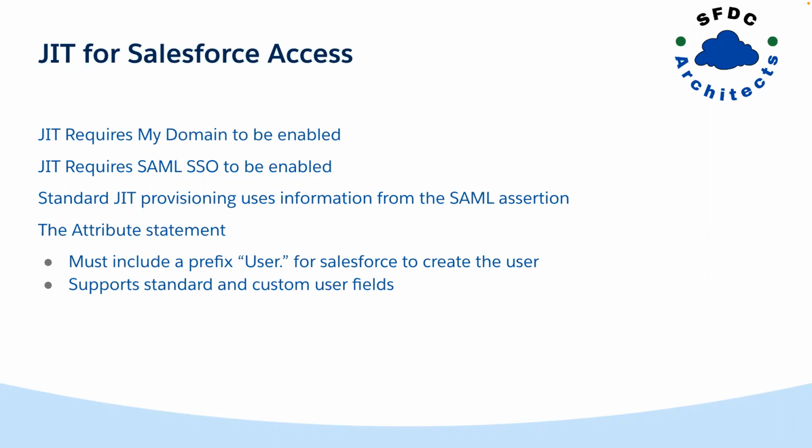If you're creating new users, your SAML assertion attribute statement has to include the user fields. Otherwise, it's not going to create that properly. And it's going to support both standard and custom user fields. And so for Salesforce, it's just creating the user or updating the user record. There are no other records that are affected by just-in-time provisioning.